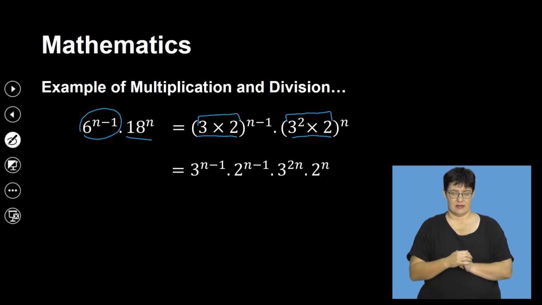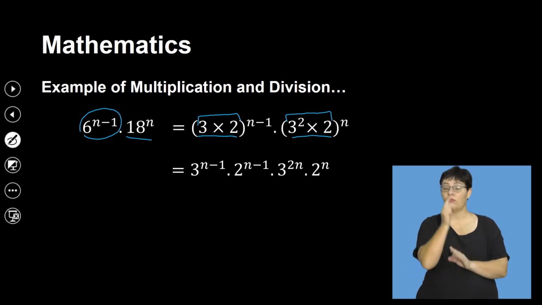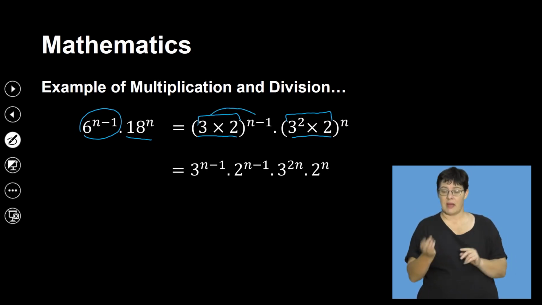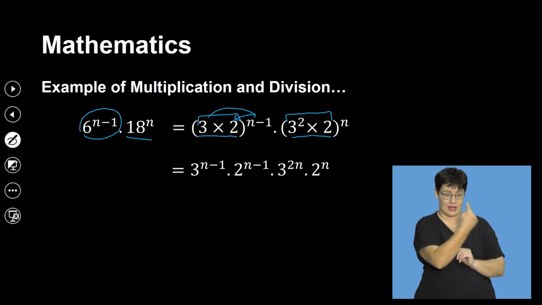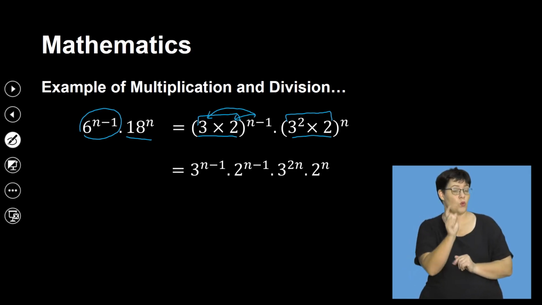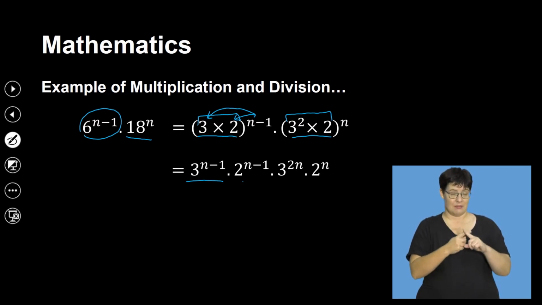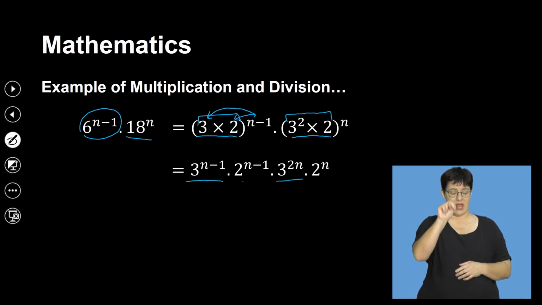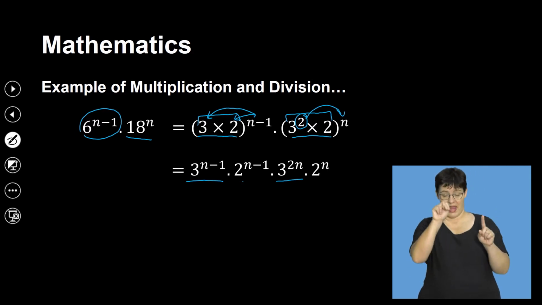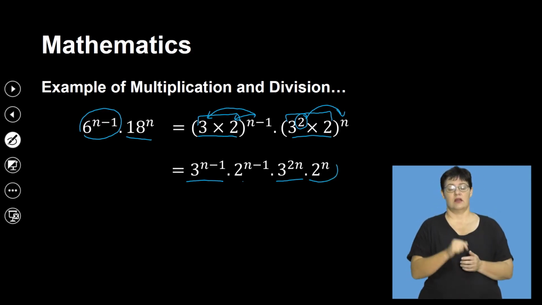And then from there, remember one of the laws that we looked at under brackets, we distribute that exponent using multiplication there. Therefore, it's going to be 3 to the exponent of n minus 1 times 2 to the exponent of n minus 1 times 3 to the exponent of 2n. Why 2n? Because it's going to be 2 multiplied by that n there. And then lastly, it will be 2 to the exponent of n.